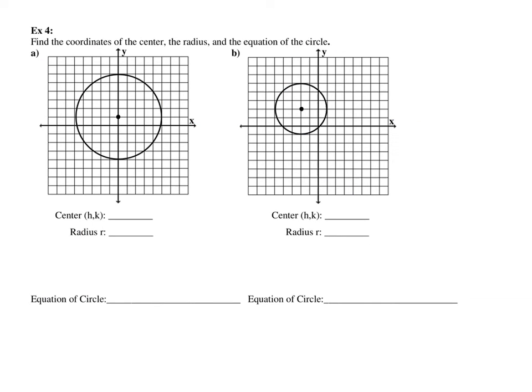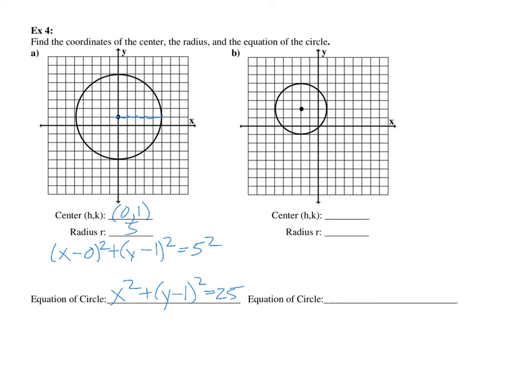Example 4, find the coordinates of the center, the radius, and the equation of the circle. Here's the center. This is (0, 1). The radius is 1, 2, 3, 4, 5 units. So the equation of a circle, let's work this out. It's (x − 0)² + (y − 1)² = 5². If I simplify this, I get x² + (y − 1)² = 25.